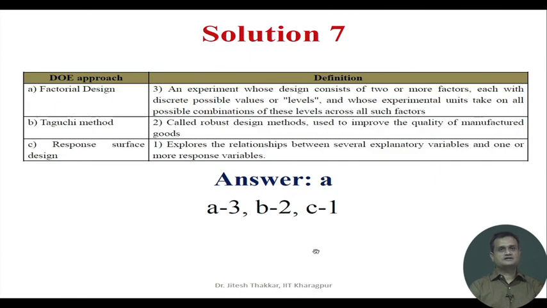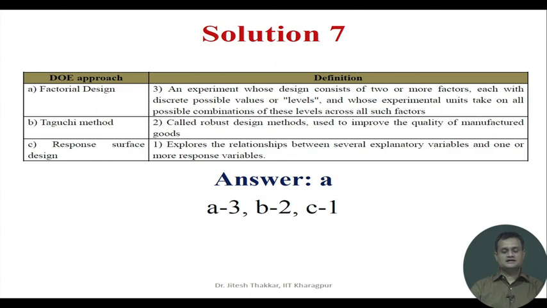So, the correct answer is A. It means your A is matching with statement 3. Factorial design is an experiment whose design consists of 2 or more factors, each with discrete possible values or levels, and whose experimental units take on all possible combinations of these levels across all such factors. Taguchi method, B is matching with 2, that is robust design method used to improve the quality of manufactured goods. C.